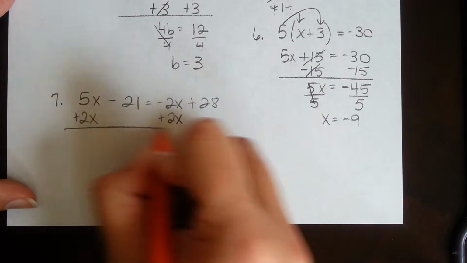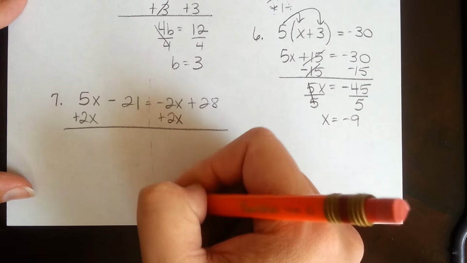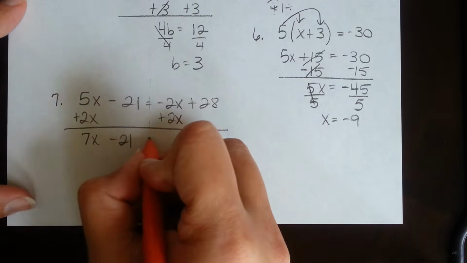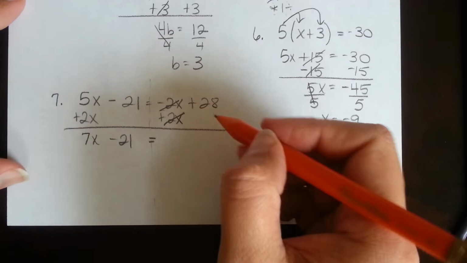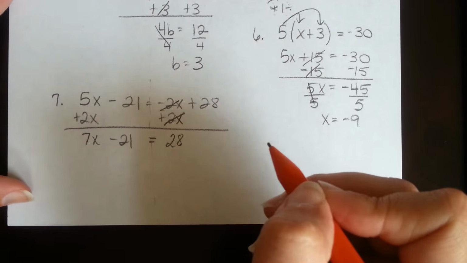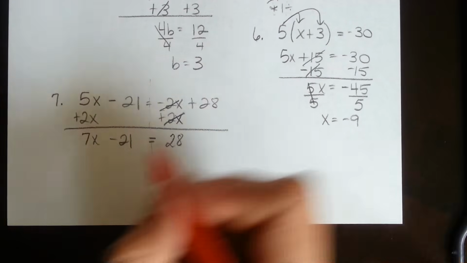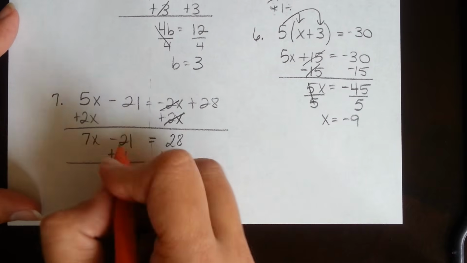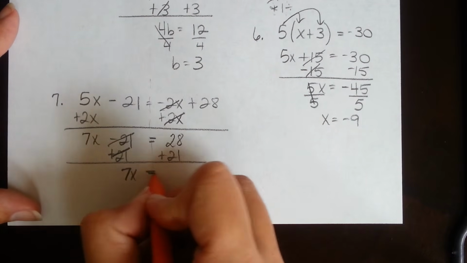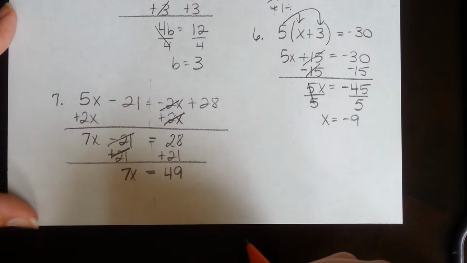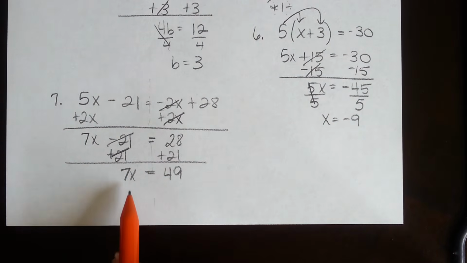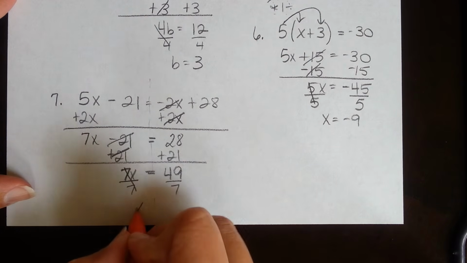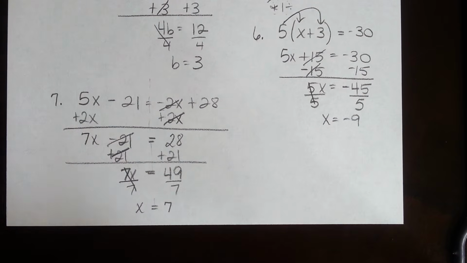So add 2x to both sides. Here's the equal sign, so I'm making sure I'm doing the same on both sides. Over here, I get 7x minus 21. Over here, the negative 2x and positive 2x cancel, leaving me just a 28. Then I get rid of anything that's added or subtracted. I have a minus 21, so I'm going to add 21 to both sides. So I have 7x equals, over here, when I add, I get 49. Now I get rid of anything multiplied or divided. I have something multiplied by 7, so I'm going to divide by 7. So I have x equals 7 as an answer.